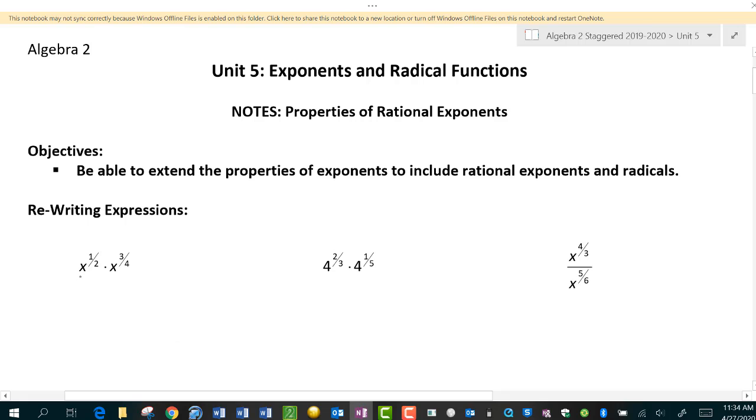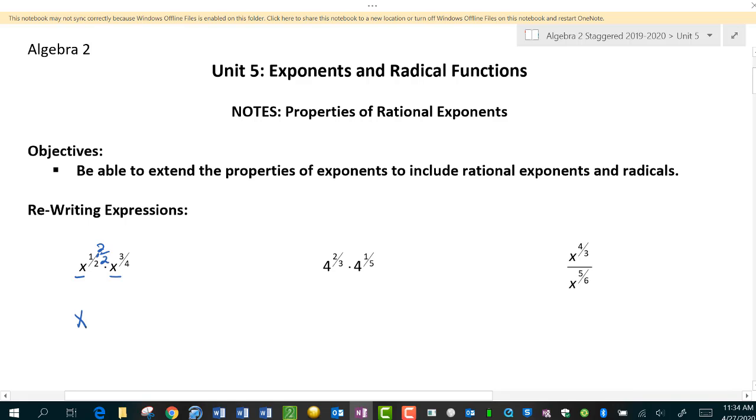So notice here that I have the same base, x and x, and that I am multiplying. That's the multiplication symbol in the middle there. That means that I can add exponents. Here's the tricky part. When we're dealing with fractions, remember from last unit, we need a common denominator in order to add. So if I have x to the 1/2 and x to the 3/4, I see that I can multiply 1/2 by 2/2.